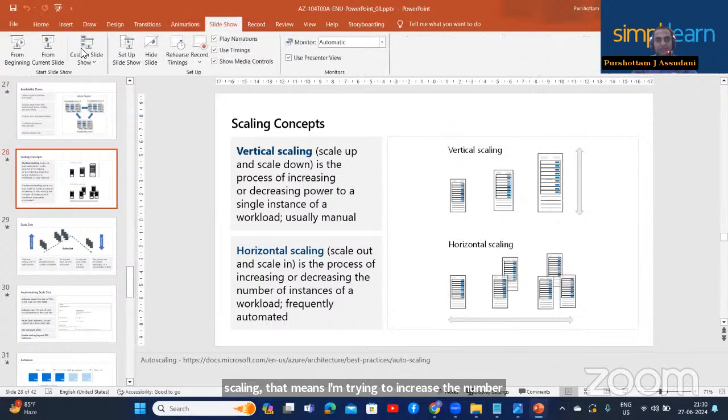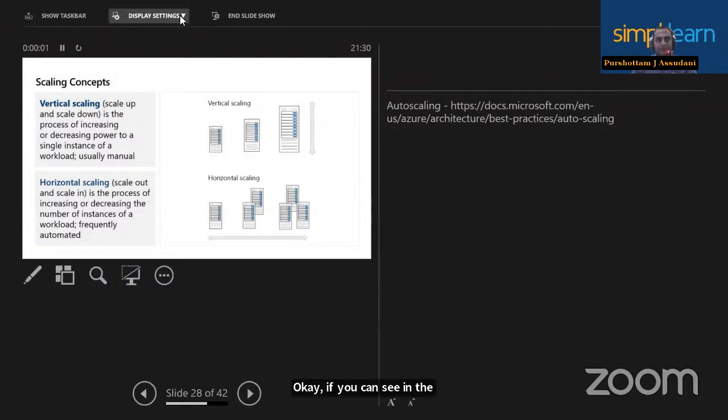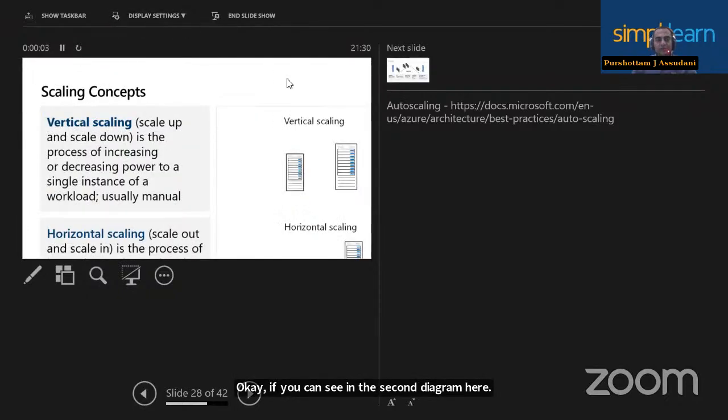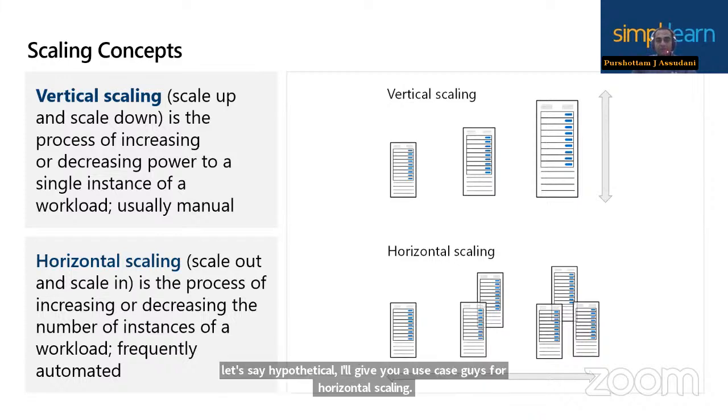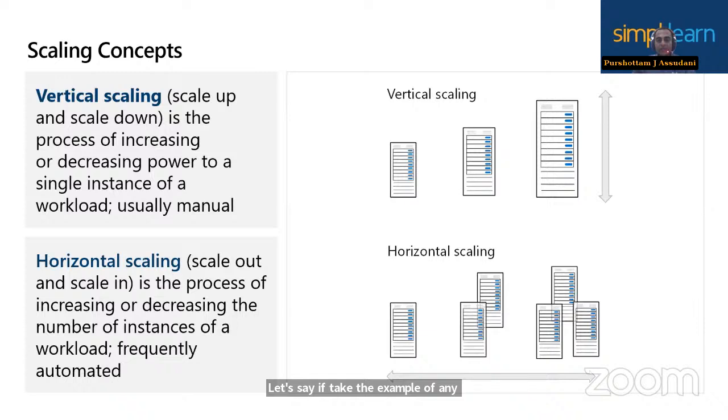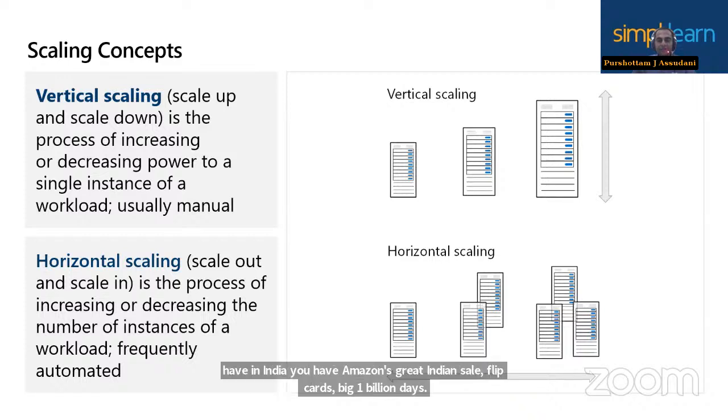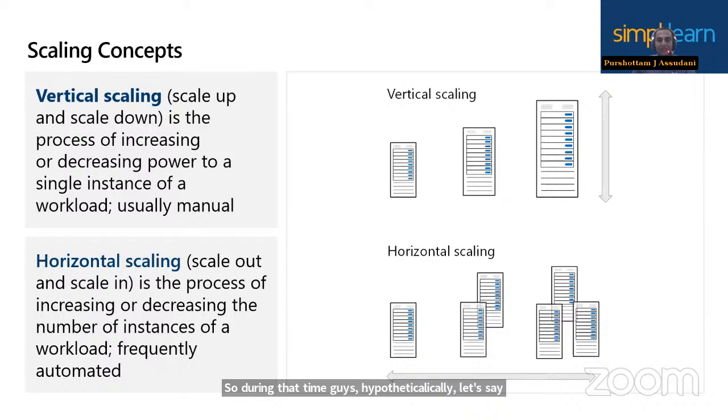If you can see in the second diagram here, horizontal scaling is like increasing the number of servers of a particular configuration. Let me give you a use case, guys, for horizontal scaling. Take the example of any e-commerce website, let's say Flipkart or Amazon. They have their sale days around the year, like in India you have Amazon's Great Indian Sale and Flipkart's Big Billion Days. During that time, hypothetically, let's say Amazon's website, amazon.in, is working on 100 servers.